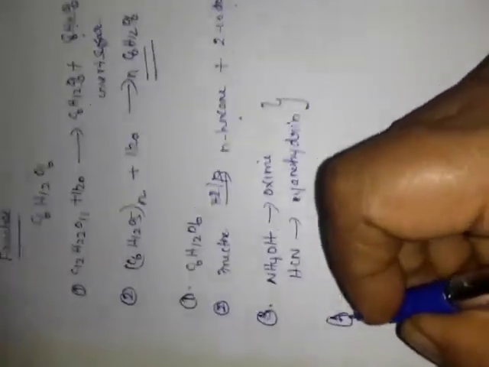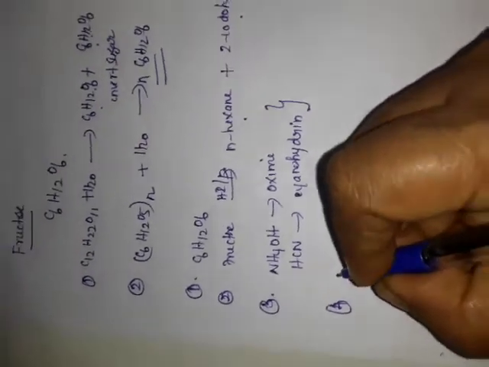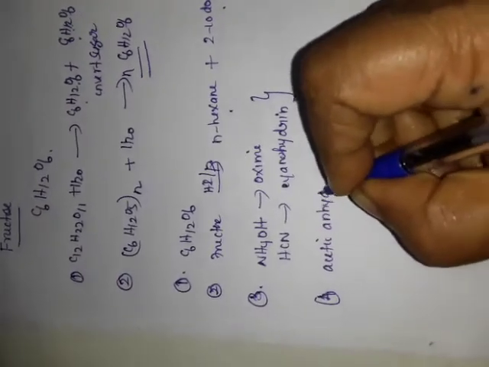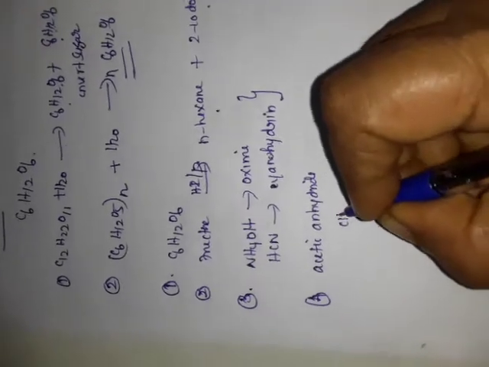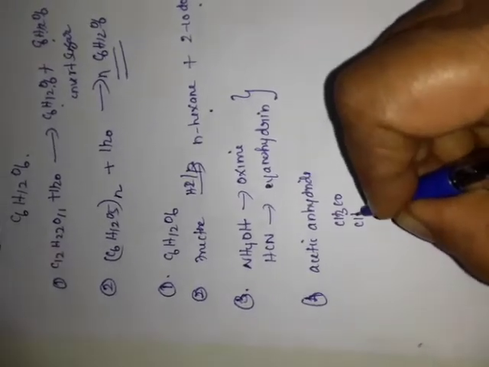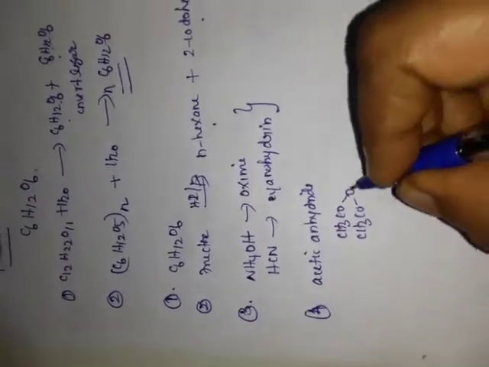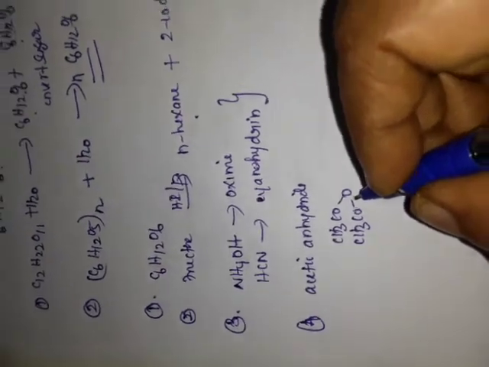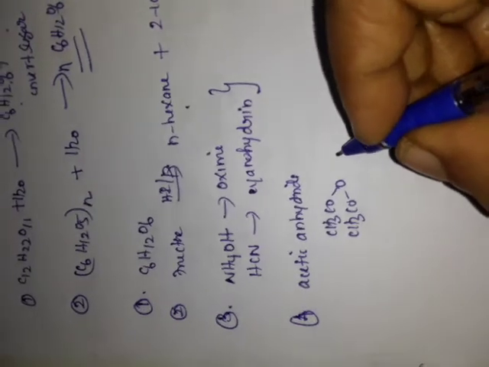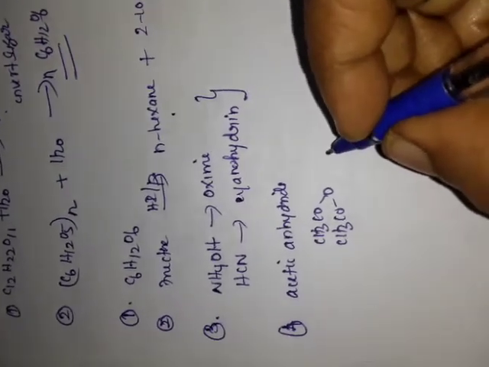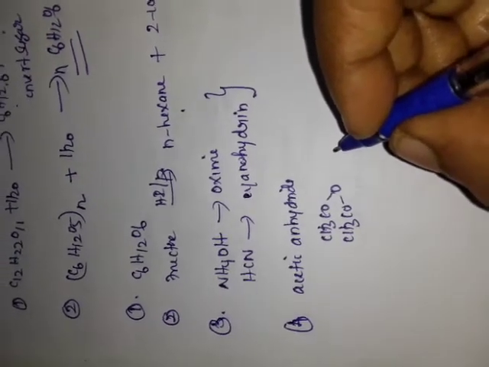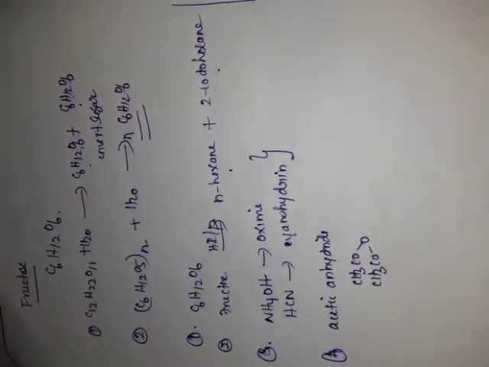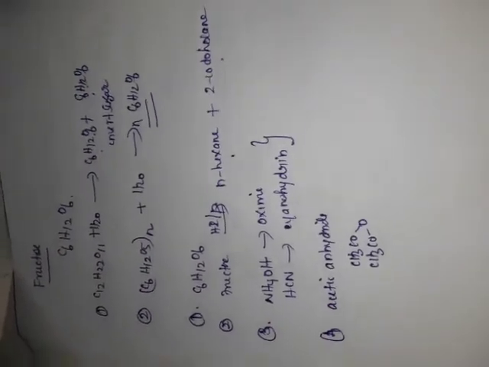Fourth test, fructose reacts with acetic anhydride, (CH3CO)2O, from acetic acid, in the presence of pyridine to form pentaacetate. Pentaacetate shows the presence of 5 hydroxyl groups in a fructose molecule.